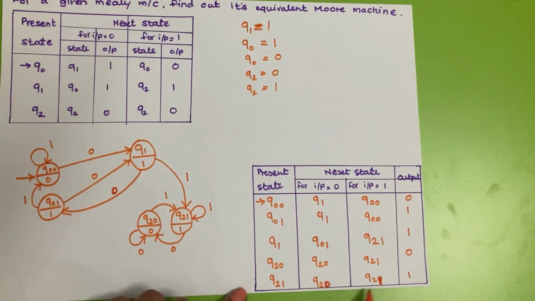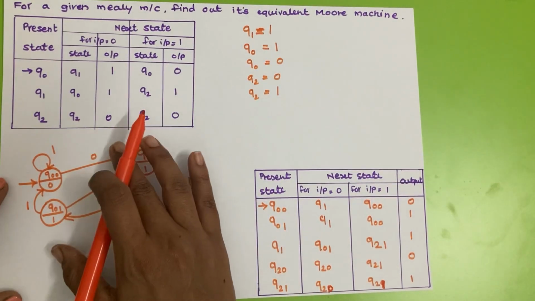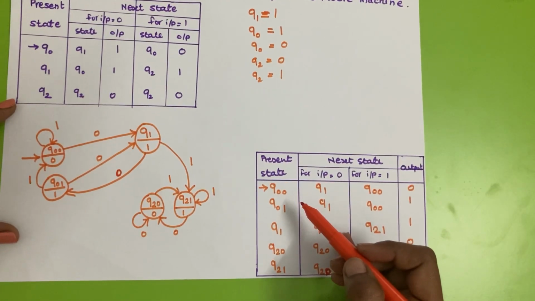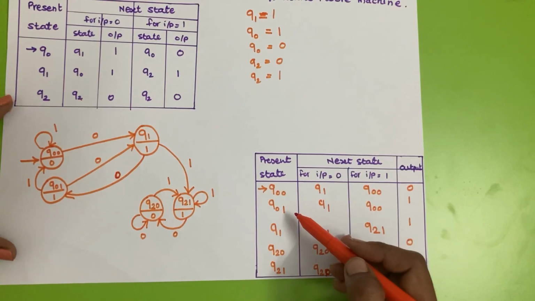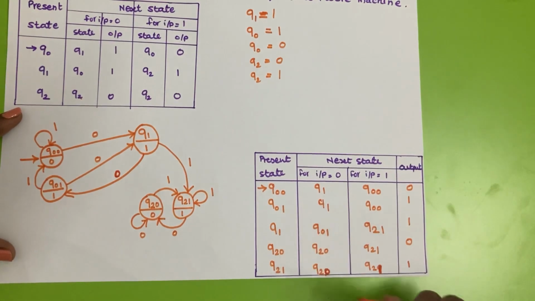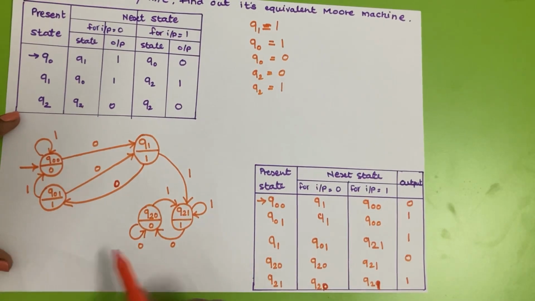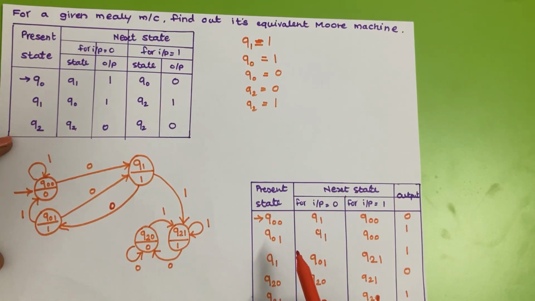This will complete the conversion of the Mealy machine to the Moore machine, and in the resultant Moore machine we have the extra states generated according to the output symbol. So this was related to the conversion of a Mealy machine to its equivalent Moore machine.